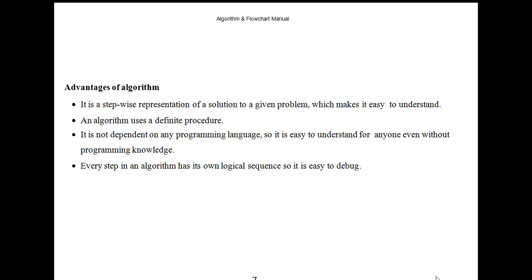An algorithm uses a definite procedure. Every algorithm uses a definite procedure. The important characteristics of the algorithm make it a definite one, and also a finite one. The algorithm uses clear and unambiguous statements. That's why it is a definite one.